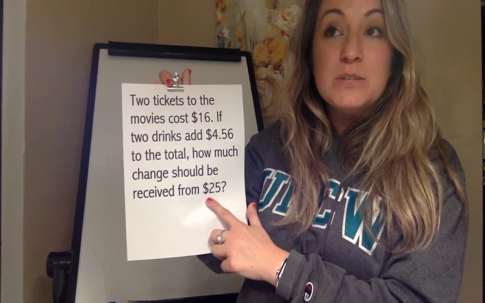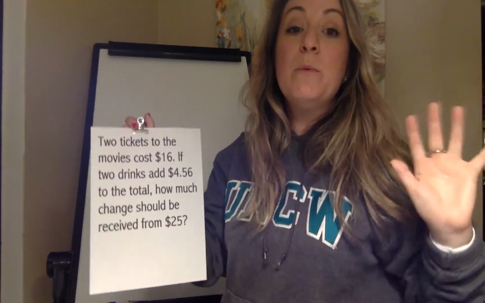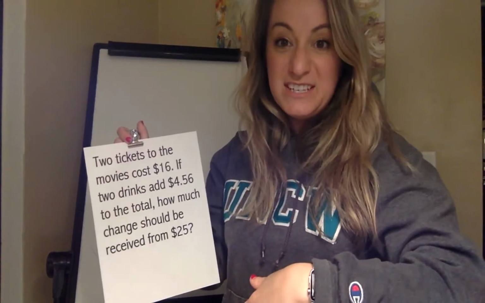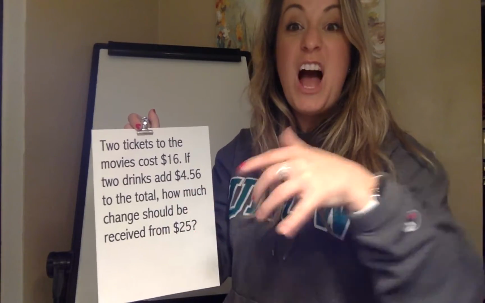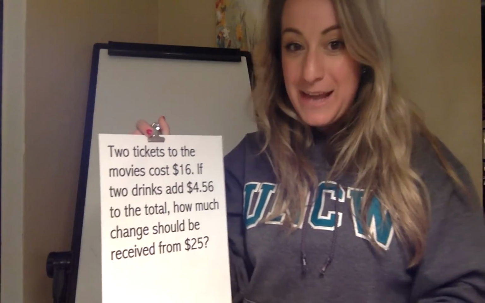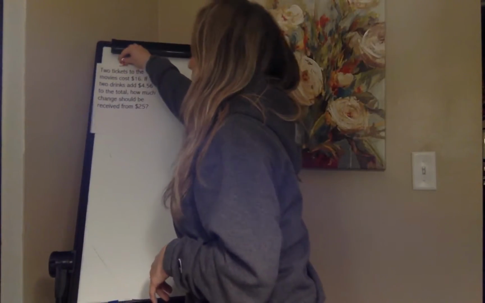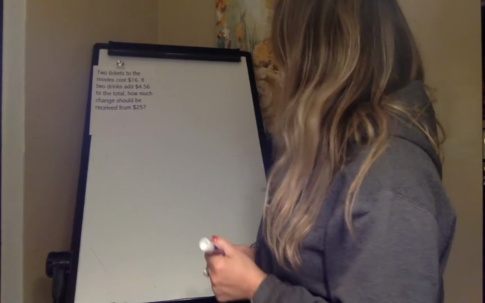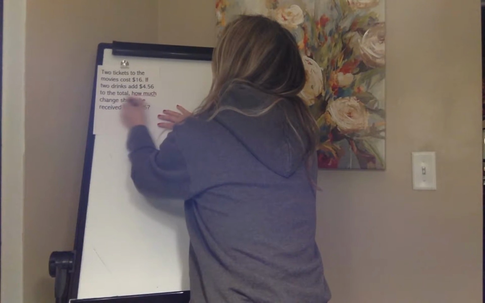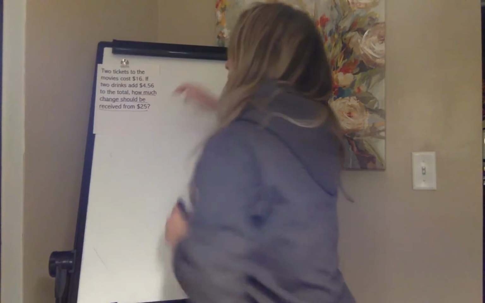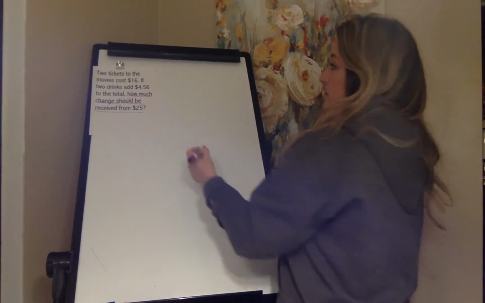Now what they're saying to us is, well, we started with just buying our movie tickets that were $16, but then we went and spent another $4.56. So we have to figure out here, instead of how much total money we paid out, how much total we spent before we can go ahead and do our subtraction. So let us do that, okay? So I'm looking at my underlined question, which is how much change should be made from $25? So our 2 tickets to the movies cost $16.